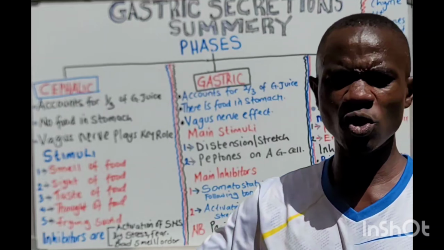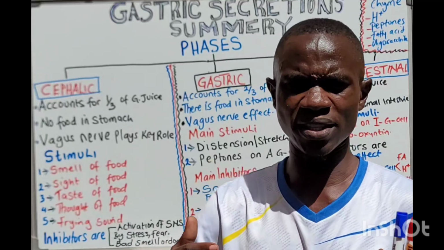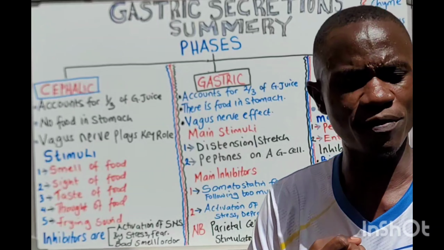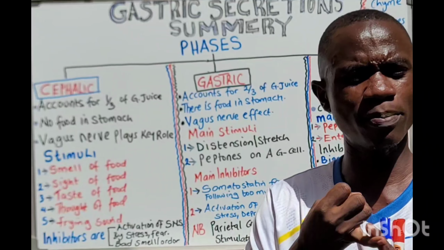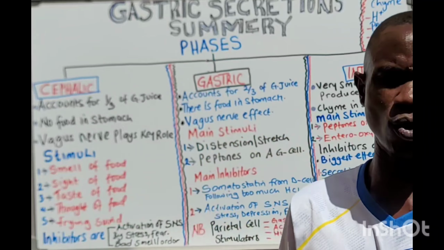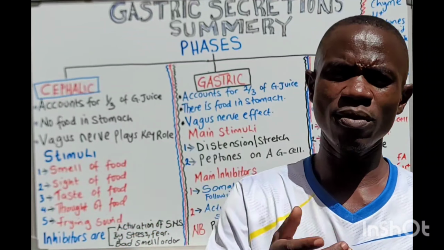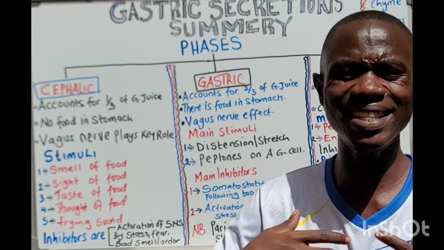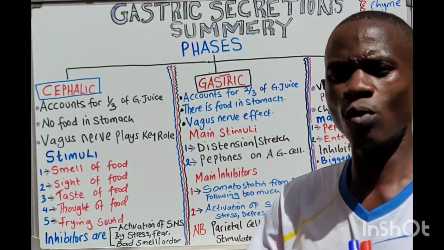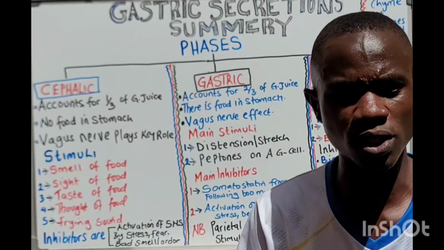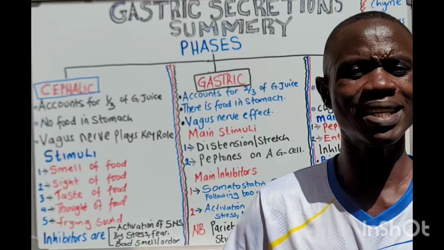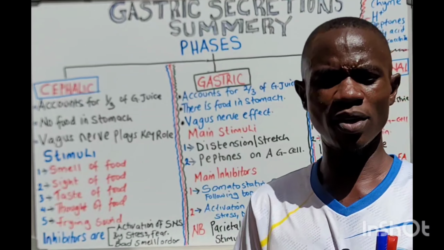This parietal cell is going to be stimulated by different substances. The first one is acetylcholine from the vagus nerve. Acetylcholine can stimulate the parietal cell, leading to production of hydrochloric acid. You should not forget, you also have intrinsic factor coming from the parietal cell that aids in absorption of vitamin B12. We also have gastrin stimulating the parietal cell. We also have histamine binding on H2 receptors, which can also stimulate the parietal cell to produce hydrochloric acid.